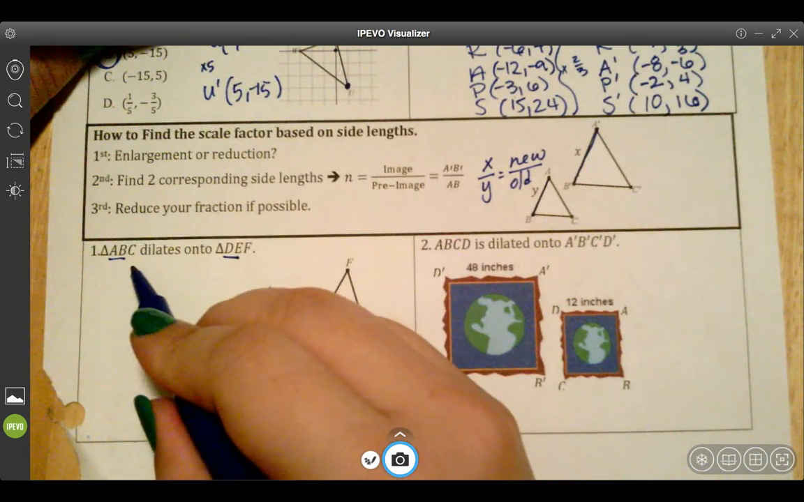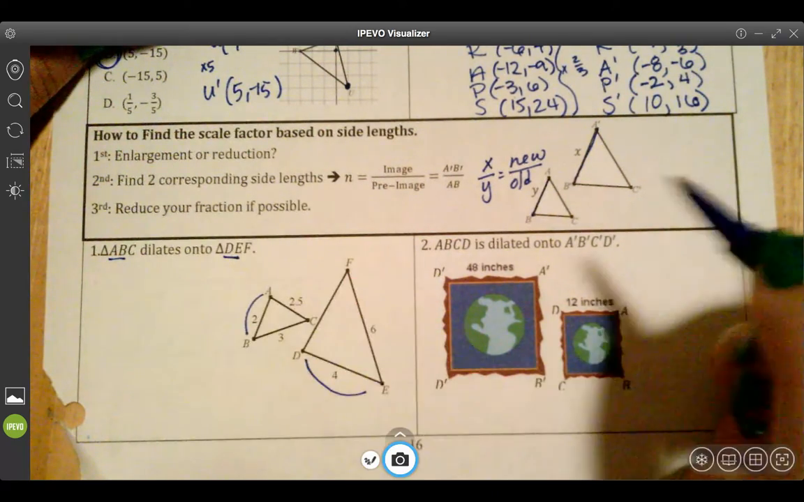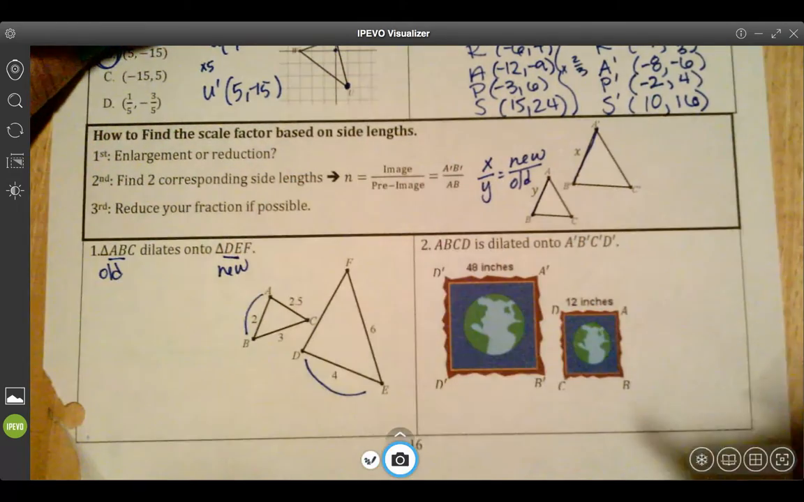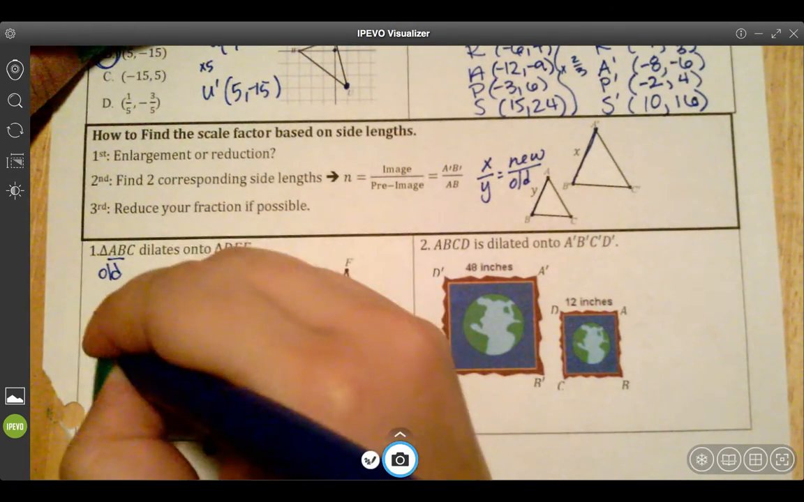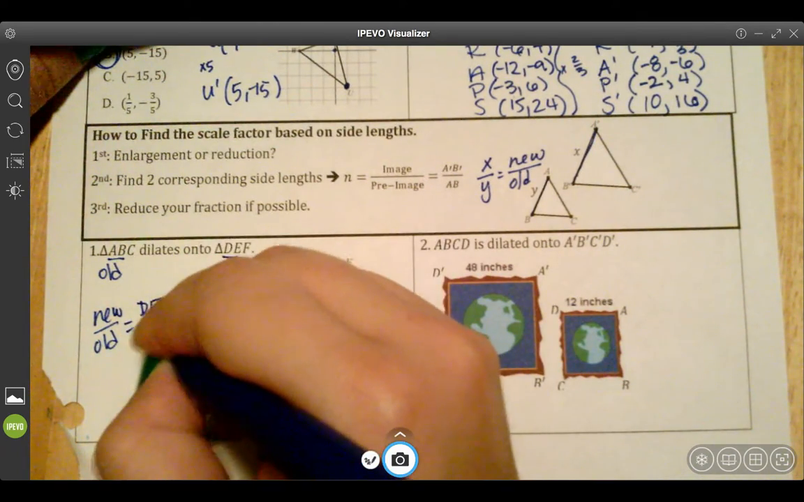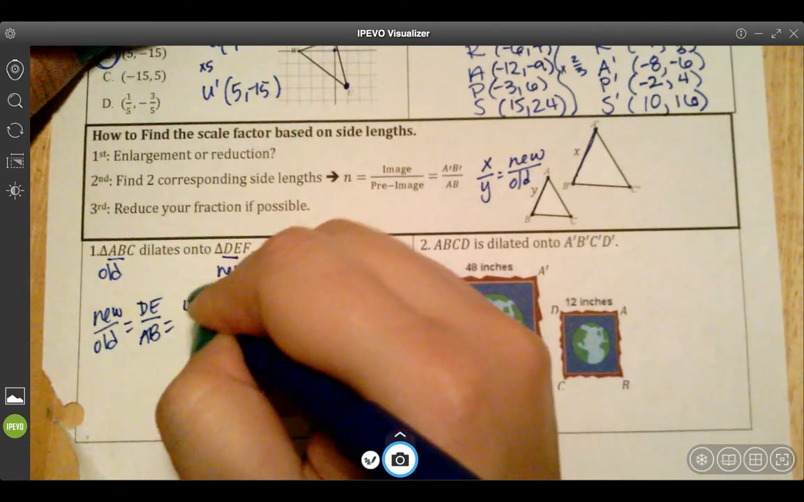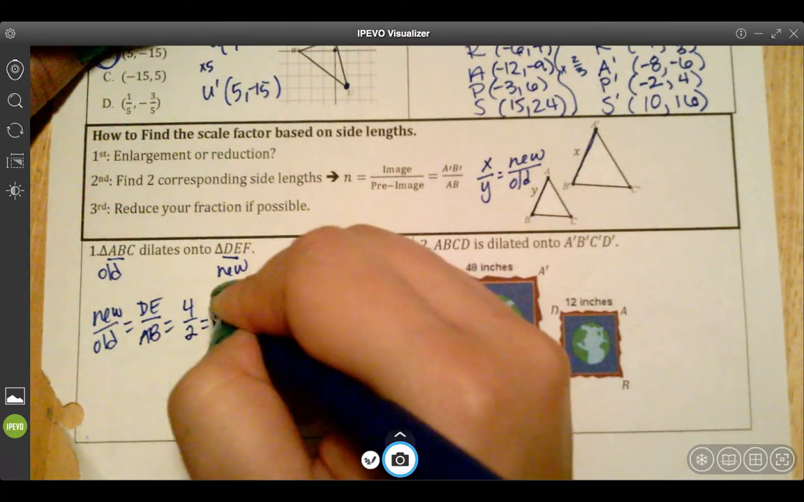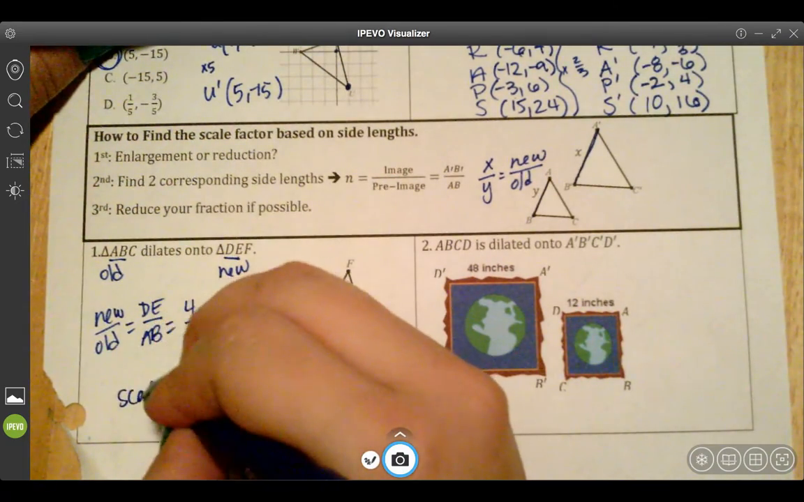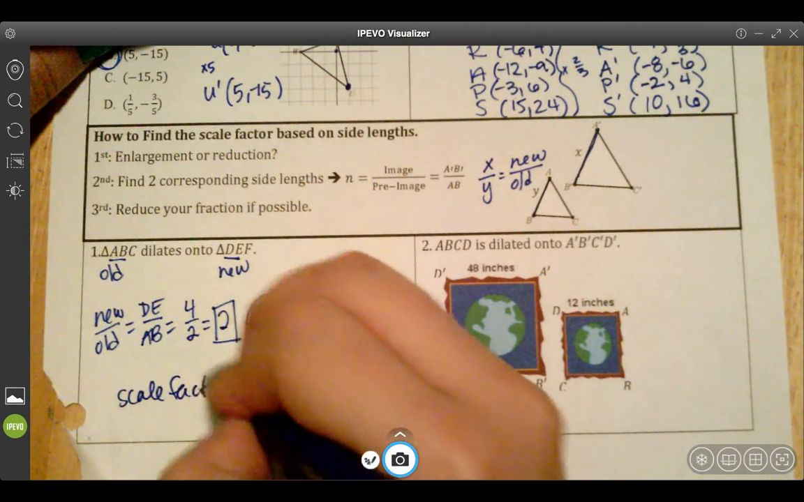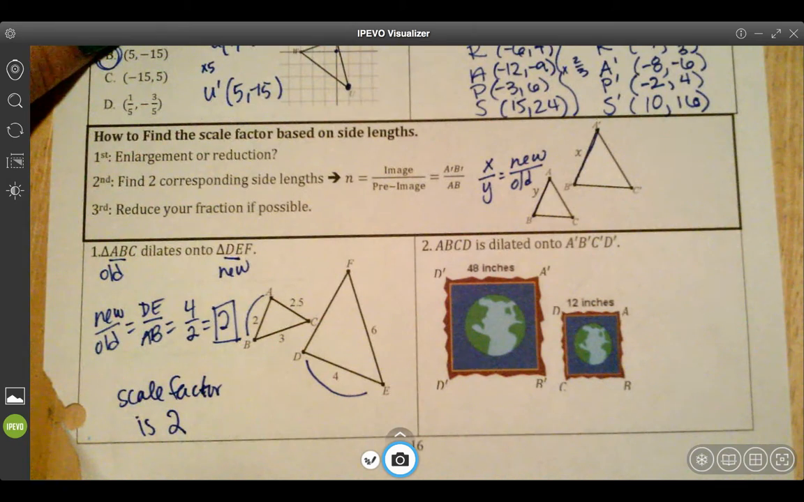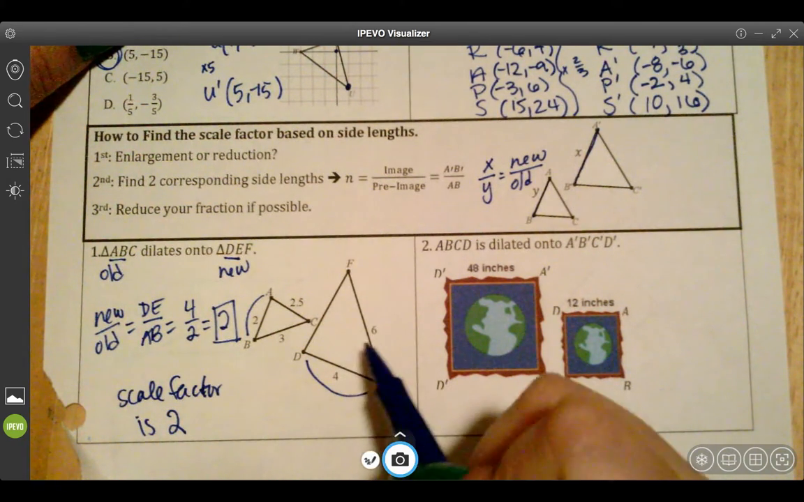If ABC dilates, that means we started with ABC. This is old, this is new. New over old means DE over AB, which is 4 over 2, which simplifies to 2. This tells me my scale factor is 2. I can always double check by saying, is the result bigger or smaller?